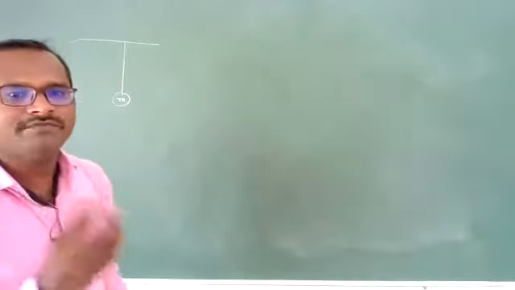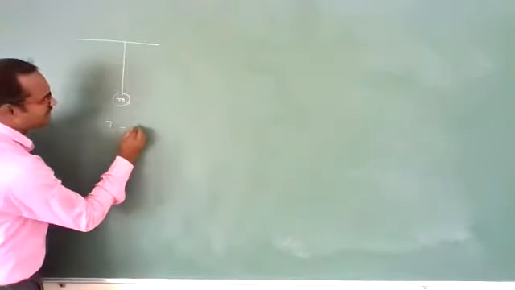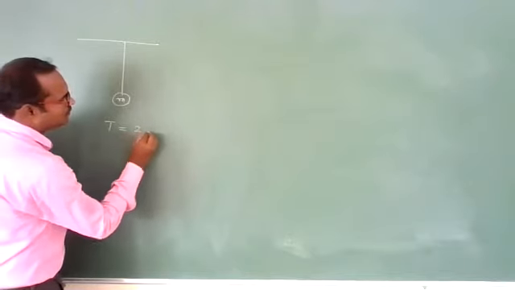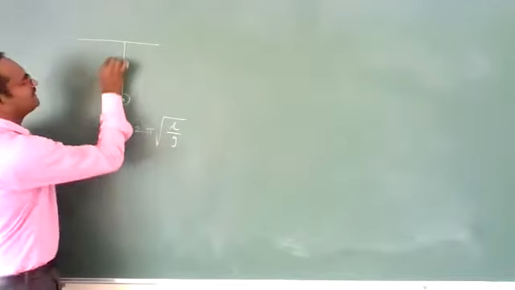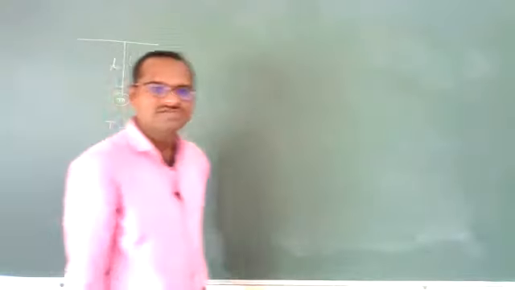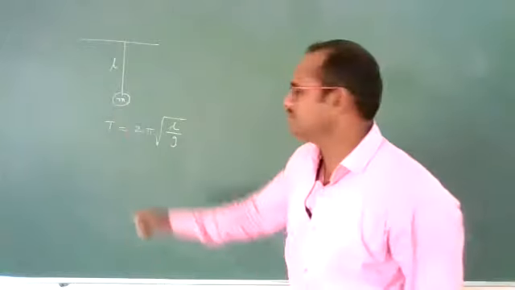As for the time period of a simple pendulum, we have derived it. What will be the time period of this one? The time period is 2 pi root L by g, where L is the length of the pendulum and g is the acceleration due to gravity acting on this spherical object, this bob of mass m.